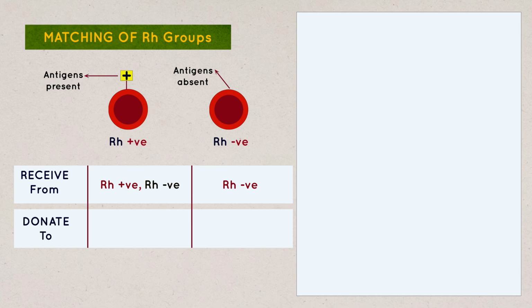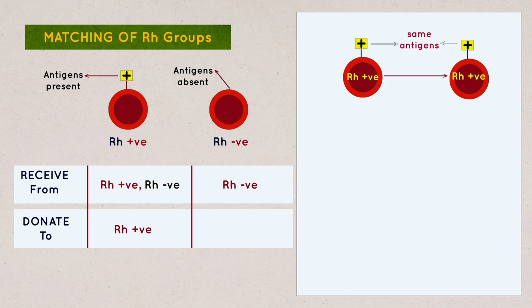Now let's see what blood groups Rh positive can donate to. The Rh positive blood will be able to donate blood to Rh positive as they have same antigens and will not produce antibodies against each other.